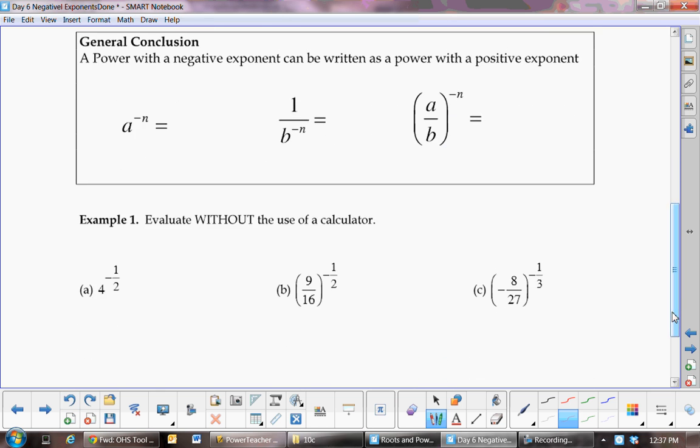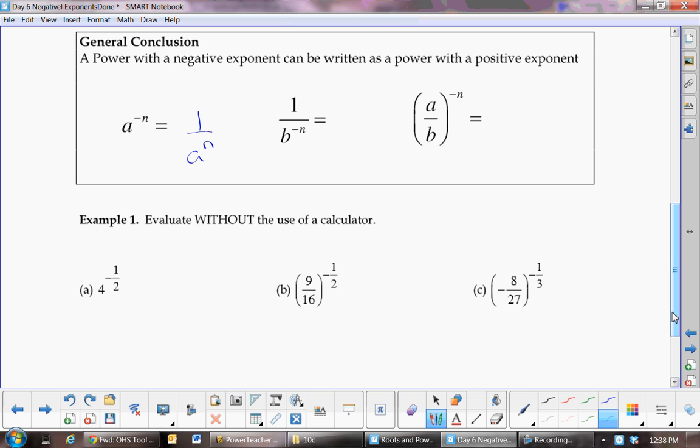But if you had a to the negative n, what is the way I could write that with positive exponents? Matthew: 1 over a to the n. 1 over a to the n. Do you see the power was not happy upstairs? Put it downstairs and change the exponent.